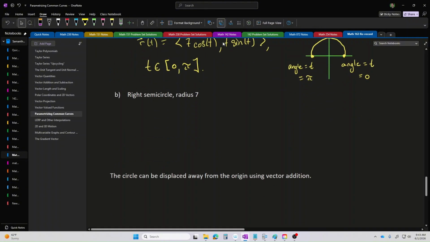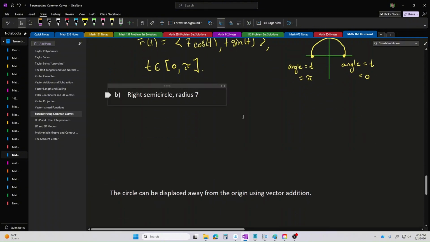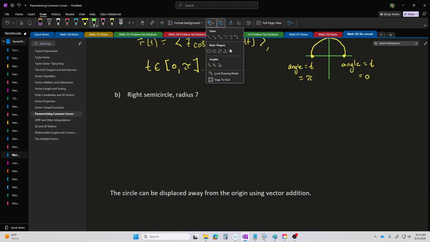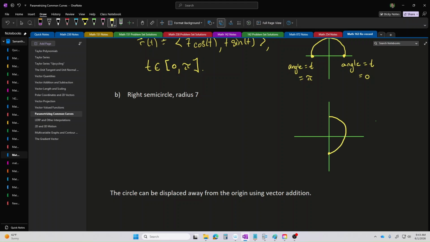Similarly, if I wanted a right semicircle of radius 7, a right semicircle, so this portion over here on the right side of the xy plane, these correspond to angles within a certain interval, angles between a value of, I could say, negative pi over 2 going up to positive pi over 2.